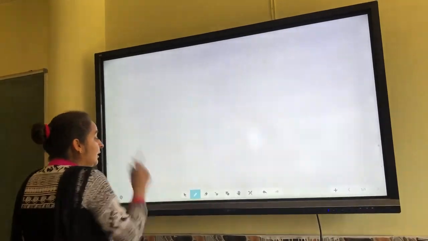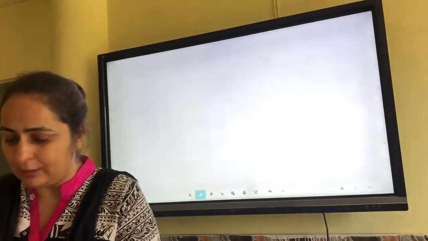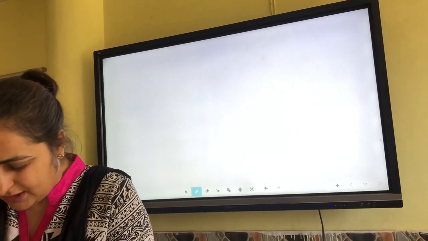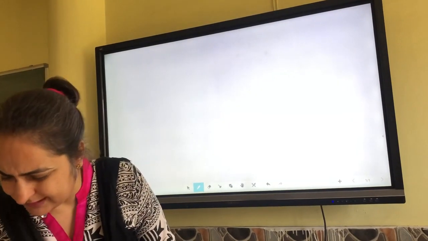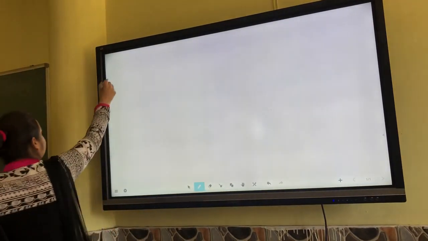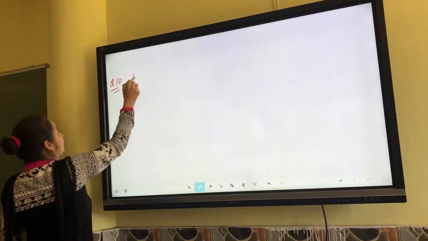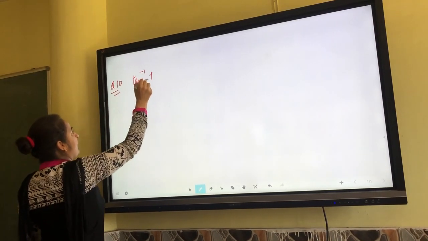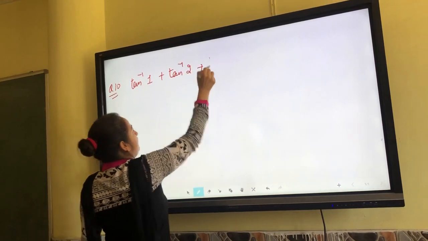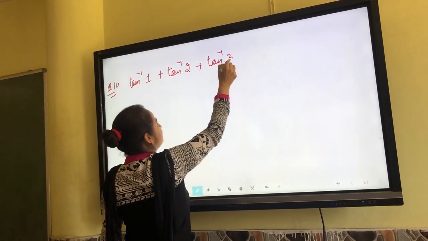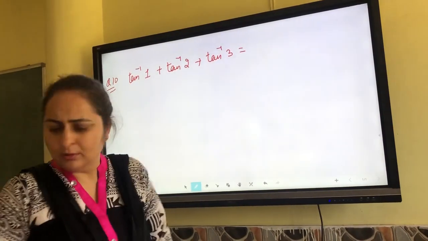Now, let's solve one or two examples for these questions. The first question is in your book, question number 10, the B part. The question is tangent inverse 1 plus tangent inverse 2 plus tangent inverse 3 is equal to pi by 2.